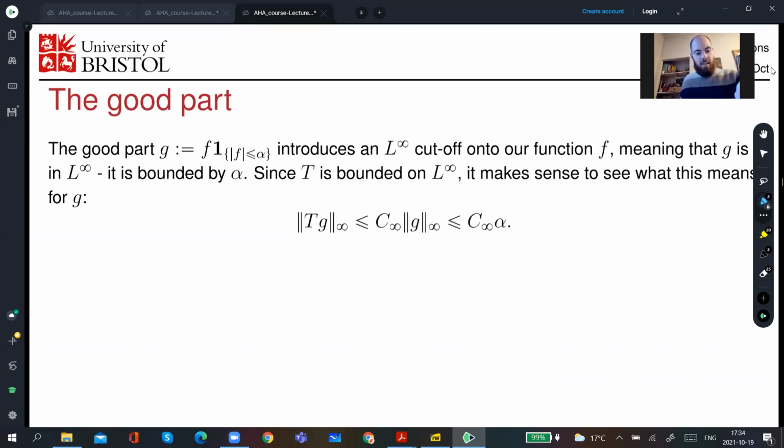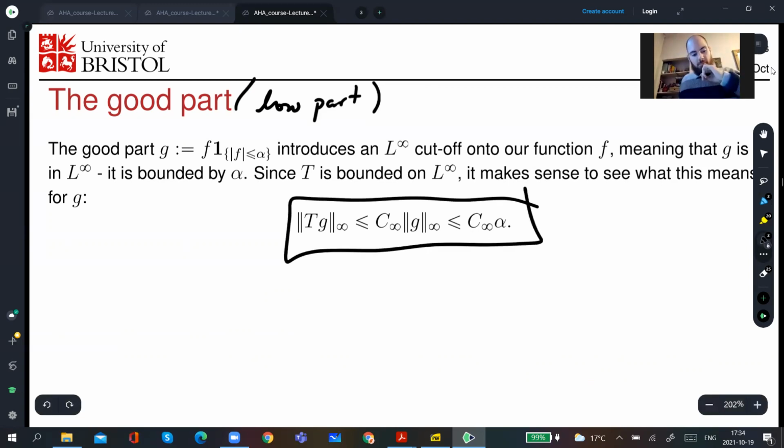So the good part, aka the low part, well, we introduced an L infinity cutoff by picking out the part that was always bounded by alpha. That suggests that since our operator is bounded on L infinity, we should try and just write out what this means. When we apply T to the good part, we find it's exactly this inequality. The good part's bounded by alpha, so the L infinity norm of the operator applied to the good part is at most C infinity times alpha. Not too deep there.